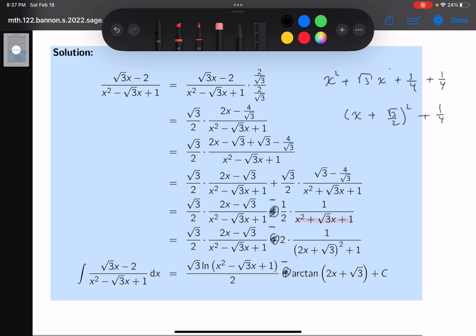I like to factor out the quarter. If you do that, you get 1/4, and then you would get 4 times x plus root 3 over 2 squared plus 1. And what I'm going to do now is integrate the 4 inside the square. And so 4 is actually just 2 squared. So you get 1/4, and that would be 2x plus root 3 squared plus 1. And that's what would be on bottom.